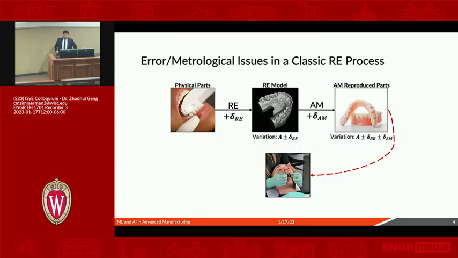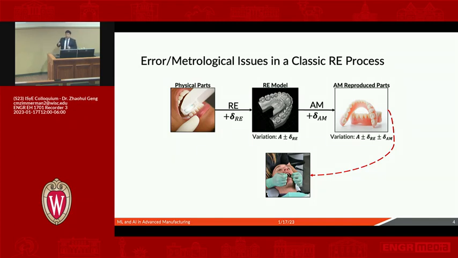A typical reverse engineering process looks like this. We start from a physical part. We utilize reverse engineering to reconstruct the CAD model, and then we utilize additive manufacturing to reproduce this part, right? Here I give you an example of dental applications. We utilize the scanner to survey the intraoral environment so that we can make the whole bridge or some dental implants for the patients. Now we have a big question over here regarding whether this reproduced part can be implemented in the patients, right?